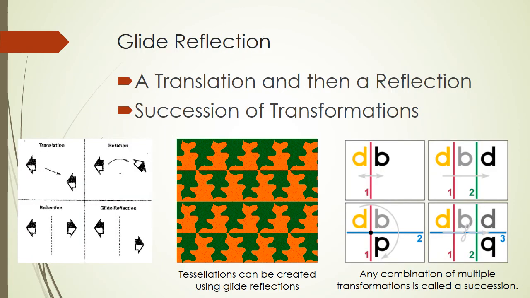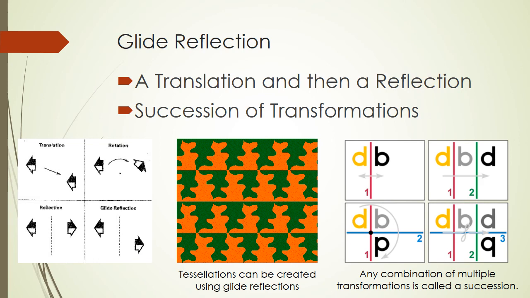All right, the last thing we're going to look at is glide reflections. Glide reflection is a translation and then a reflection. And really, it doesn't matter what order, but basically there's going to be a reflection and a translation that occurs. And so if I take this object down at the bottom and I translate it downward and then I reflect it over this line, what I get is an image that underwent a glide reflection.